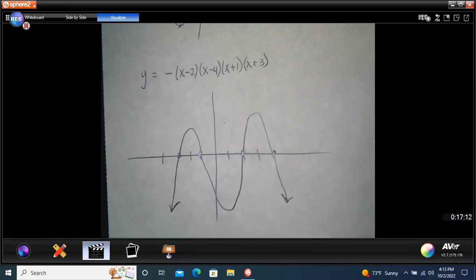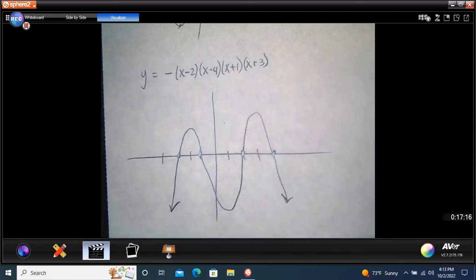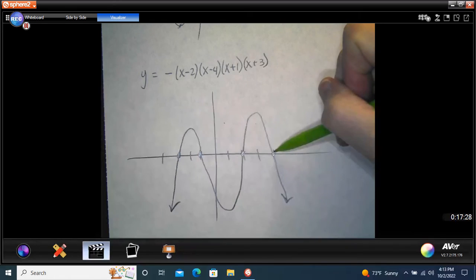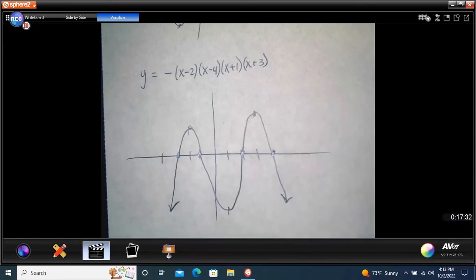And if I were to pour water into here or into here, it's not going to hold water. To me, this is opening down. There's more of it that's opening down than there is opening up. And notice I have 1, 2, 3, 4 zeros and 1, 2, 3 bumps in the road.